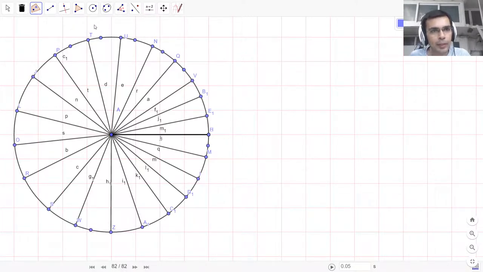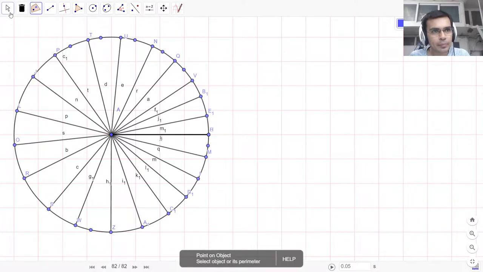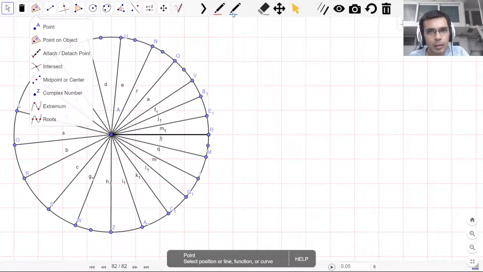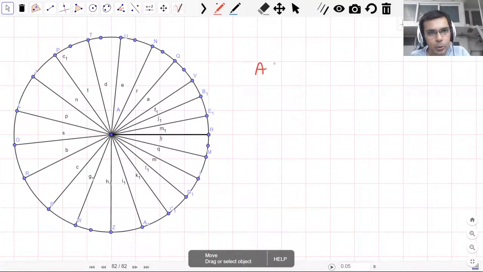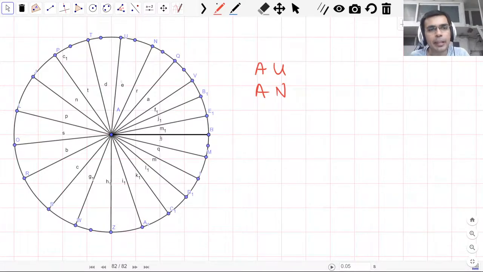Now, one very important thing is that all these segments that you see, whether it's from A to U or maybe A to N, these small case letters are for the segment that you already know, but another way of naming a segment is also by the two endpoints. So you see that all of these segments that start from A and end at a point on the circle all have the same length, because obviously these points are at the same distance from the center.